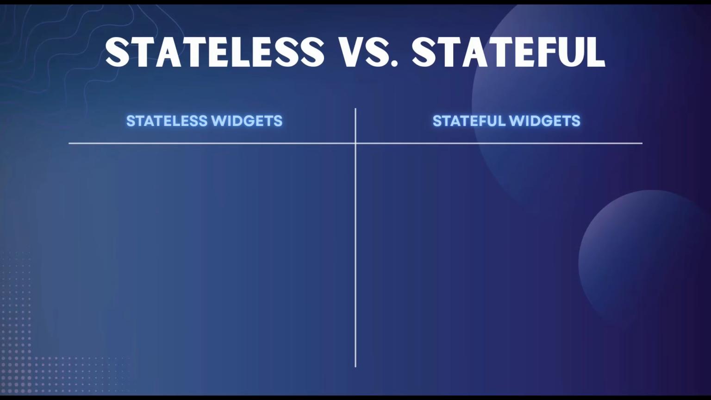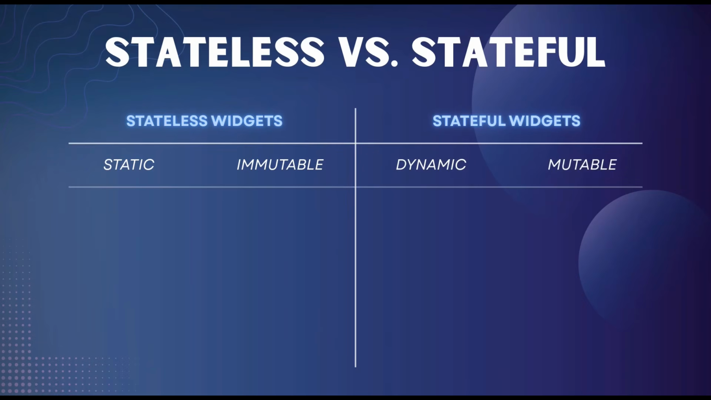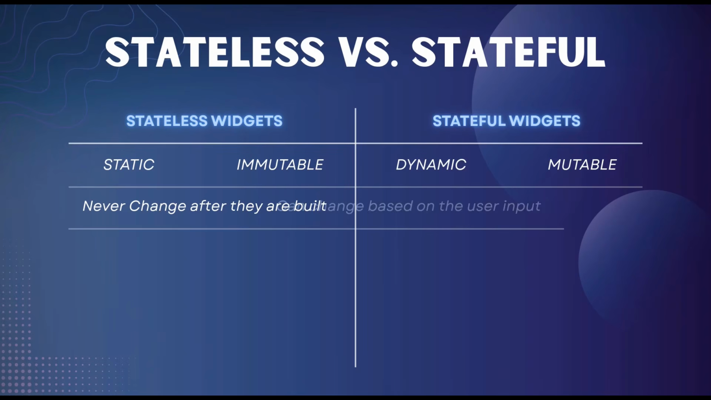Stateful and stateless widgets. The next crucial distinction divides all widgets into two families: stateless widgets and stateful widgets. Stateless widgets are static, or immutable. Stateful widgets are dynamic, or mutable. Let's see what that means. Stateless widgets can never be changed once they're built. So once a program runs, the stateless widget structure will never be changed throughout its life.